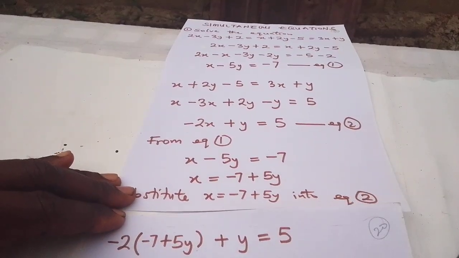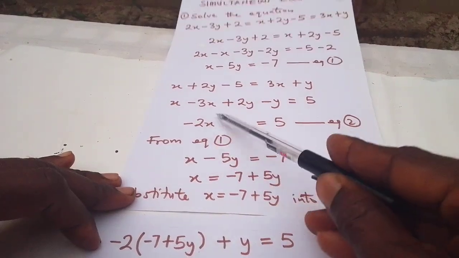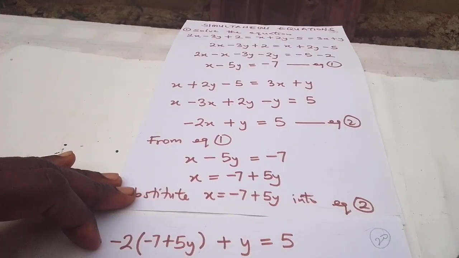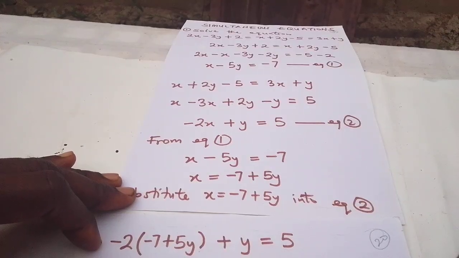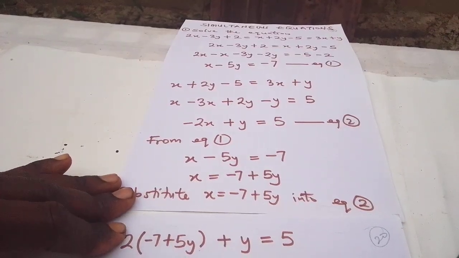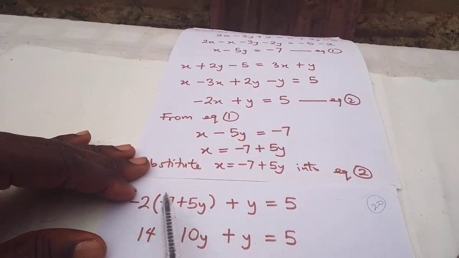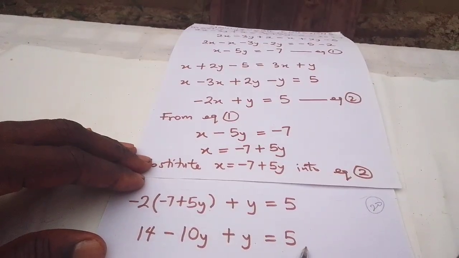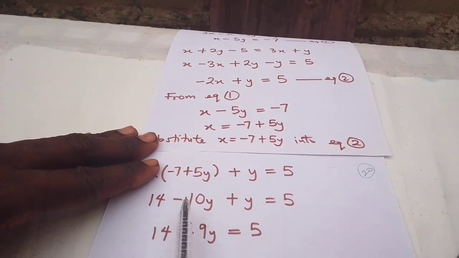So that means in place of x in equation 2, where we have minus 2x, I'll now put minus 7 plus 5y. Then plus y is equal to 5. So now minus 2 times minus 7. Minus times minus will give us plus. 2 times 7 will give us 14. Minus 2 times plus 5y. Minus times plus is minus. 2 times 5 is what? 10y. Plus y is equal to 5. So we now have 14 minus 10y plus y will give us minus 9y is equal to 5.